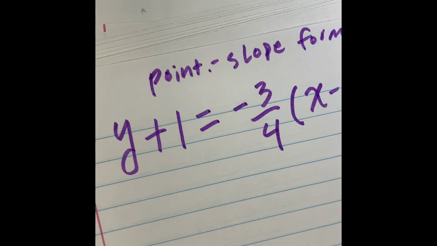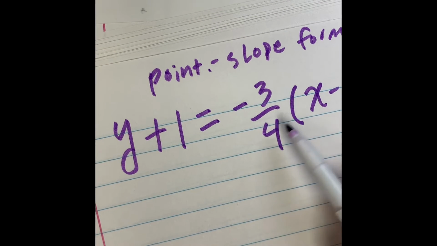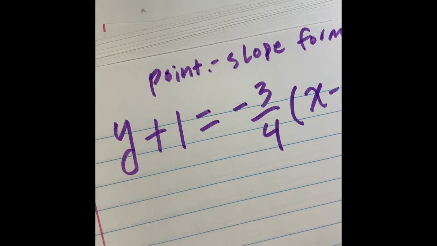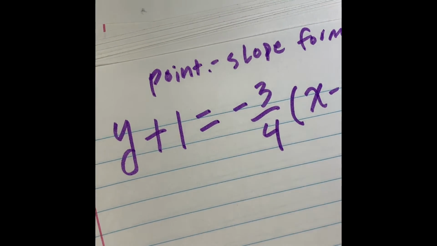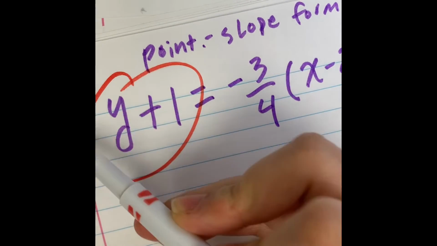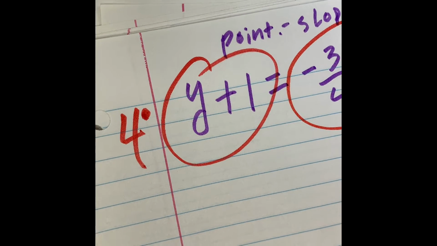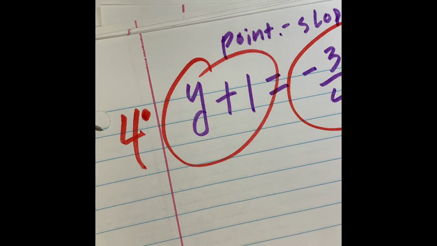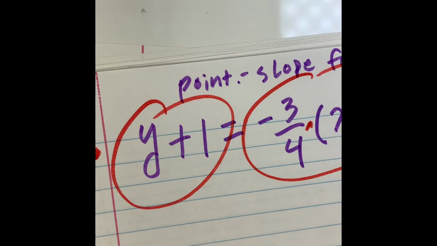The plus 1? You don't like the plus 1? Or the fraction? Yeah, I don't want to deal with the fraction. So how can I get rid of that fraction? Multiply everything by 4. So I will multiply the whole thing by 4, right? Okay, so what do I get?